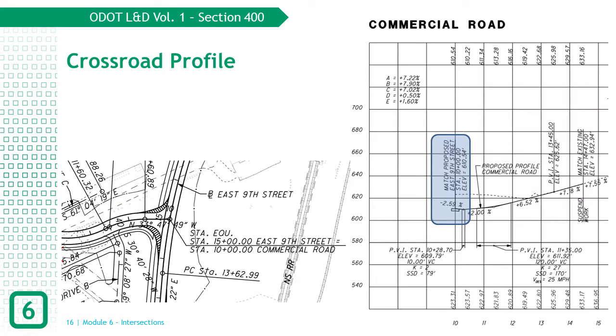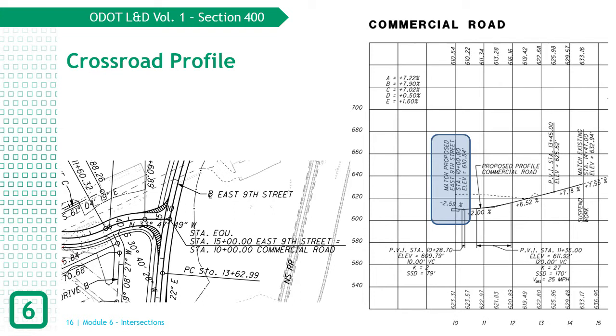Here's an example of the crossroad profile, in this case Commercial Road, being adjusted to match the cross slope of the primary road, in this case East 9th Street, shown in the profile image with a blue box. In this case, East 9th Street is along a flat horizontal curve that allows the cross slope to remain at minus 1.6% or normal crown through this intersection. However, notice that the intersection is not perpendicular, and the skew angle along with the profile of East 9th Street define the cross slope of East 9th to be minus 2.59% along Commercial Road through the intersection.